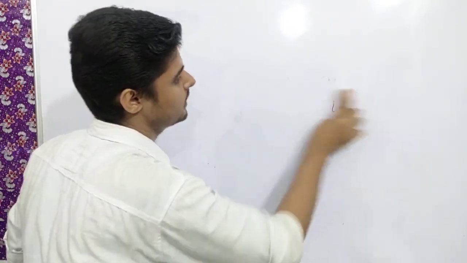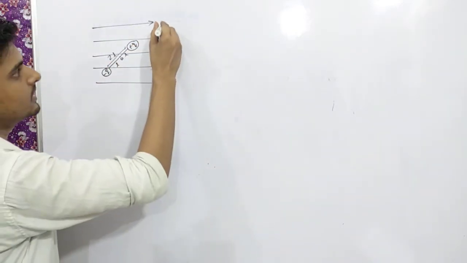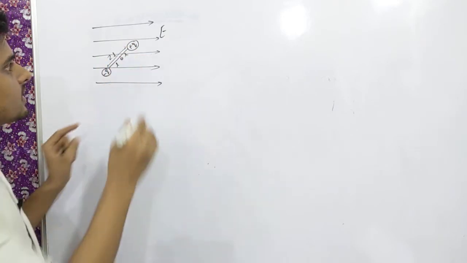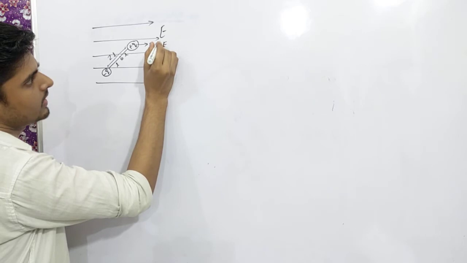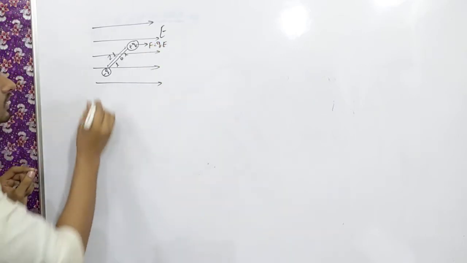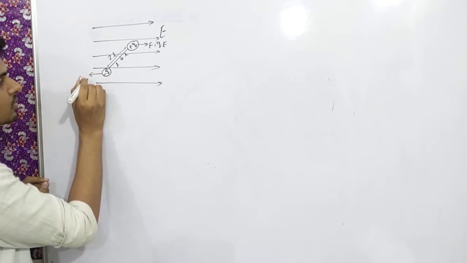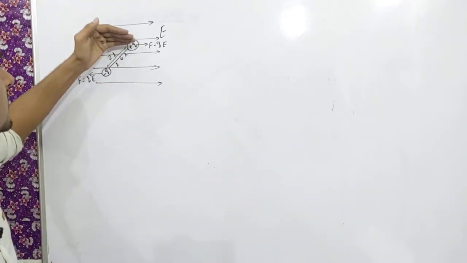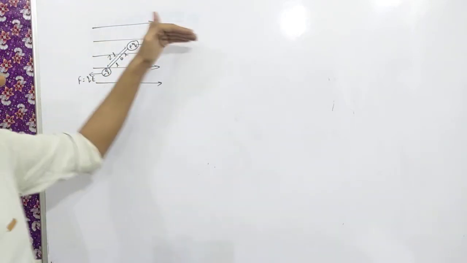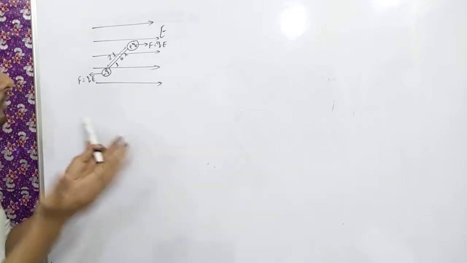It is equal to QE. So this is plus Q charge and the electric field is E. Then it will experience a force in this direction, and this force will be equal to Q times E. Similarly, this is minus Q charge, so it will also experience a force, equal to QE, but the direction is different. As you can see here, this direction is along the electric field, and this direction is opposite to the electric field. So what will this force do?